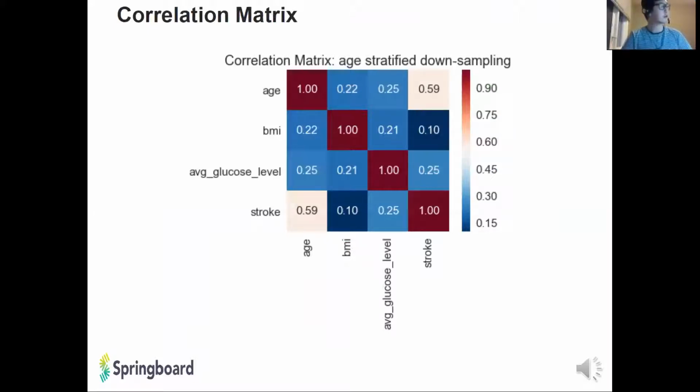And this is just a correlation matrix plot of the balanced data set after I did the resampling. As you can see here, the take-home message is that on the correlation matrix plot, the most significant predictor was actually age with a correlation value of 0.59, which indicates a strong positive correlation. And there's a very weak positive correlation of body mass index and average glucose level against stroke.